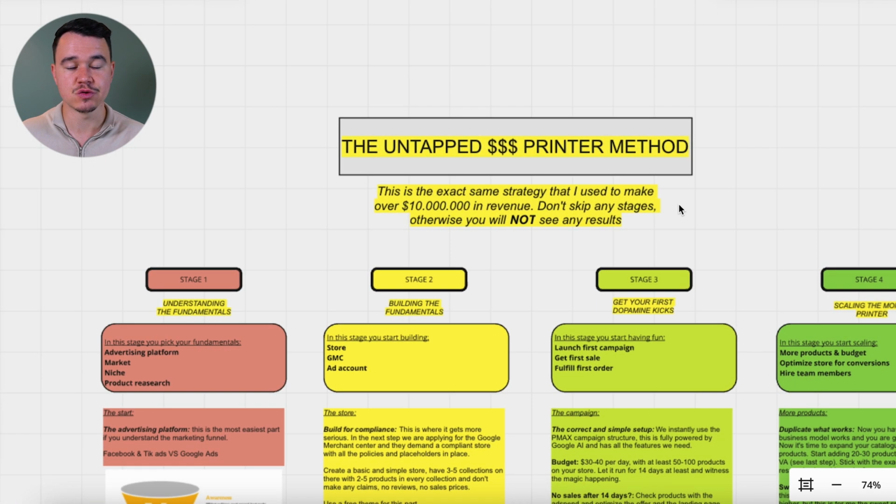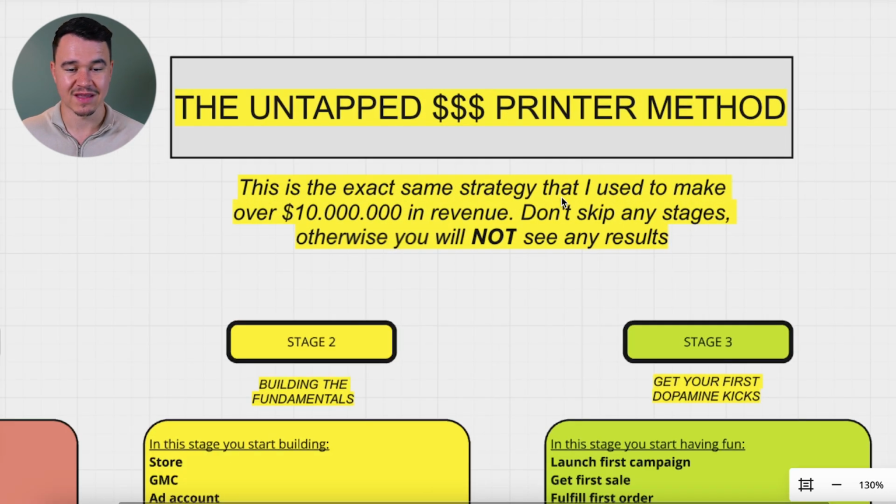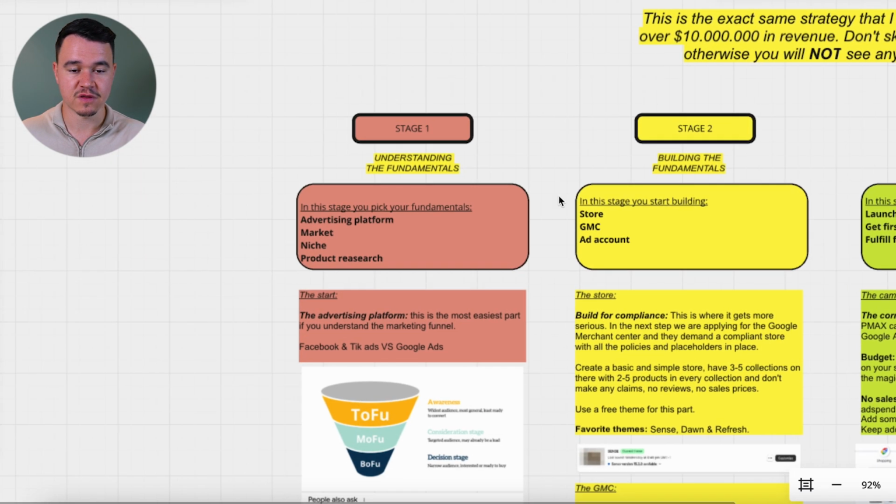So let's go into the untapped printer method. And this is the exact same strategy that I used to make over 10 million in revenue. So don't skip any stages, otherwise you will not see any results. So let's go to stage number 1.